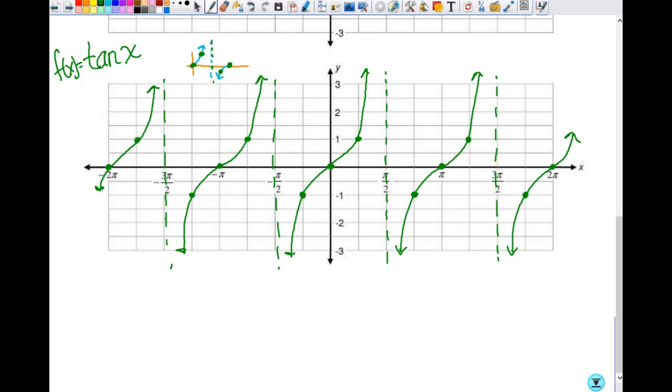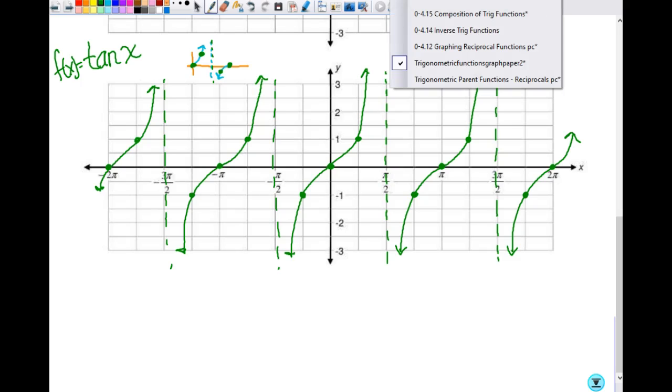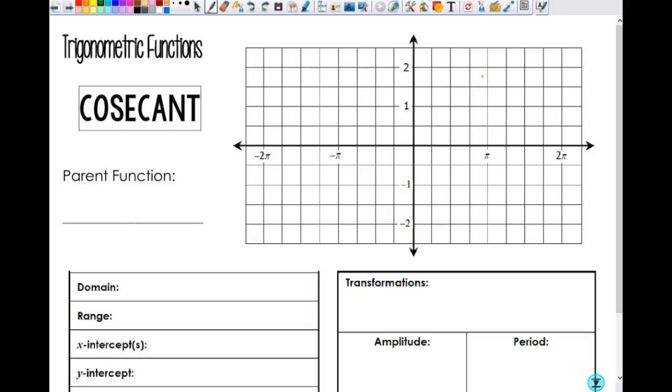Okay, let's see. This is what I want. This is going on page 108, yeah. So we are going to graph the reciprocals. Cosecant is the reciprocal of what? Sine. So this is really 1 over the sine of x. Okay? So my parent function here is going to be f of x equals cosecant of x, because that's how you write cosecant.